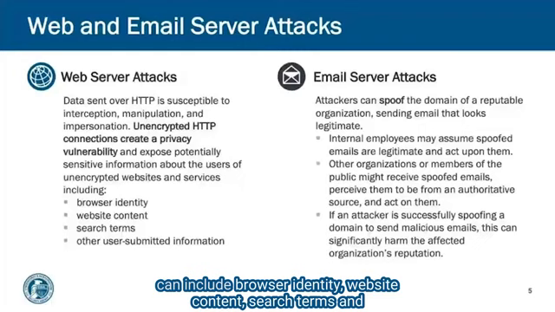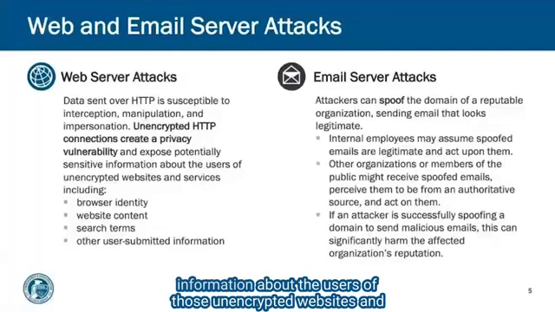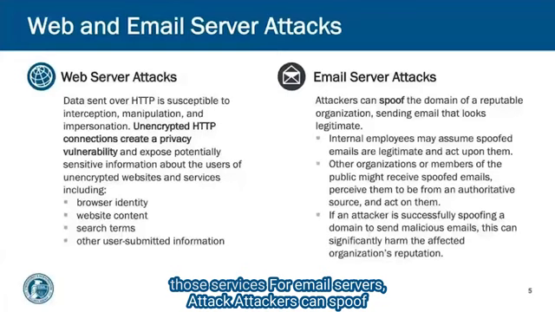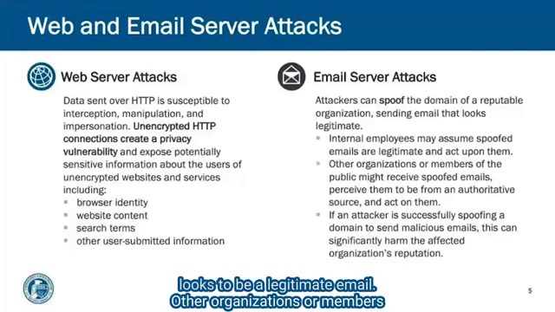This data can include browser identity, website content, search terms, and other user-submitted information. Unencrypted HTTP connections create a privacy vulnerability and expose potentially sensitive information about the users of those unencrypted websites and those services. For email servers, attackers can spoof the domain of a reputable organization and send an email that looks to be a legitimate email.